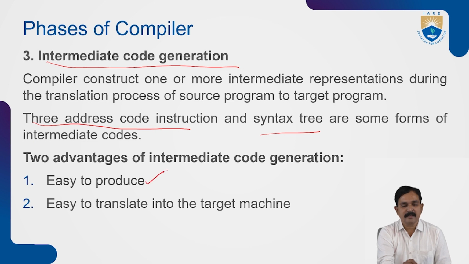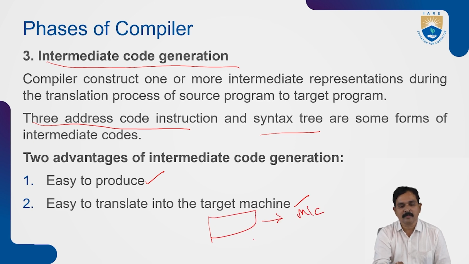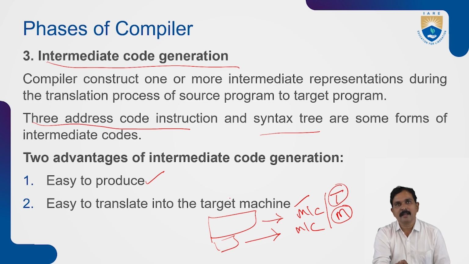They are easy to produce, and once the simpler statement is obtained, you can easily translate it into target machine code. Try to analyze it: if a lengthy statement is given, how much time does it take to translate to machine code? If a simple statement is given, how much time? Not only time, we can analyze memory also. For improving memory efficiency and increasing the speed of the program, you must apply intermediate code generation.